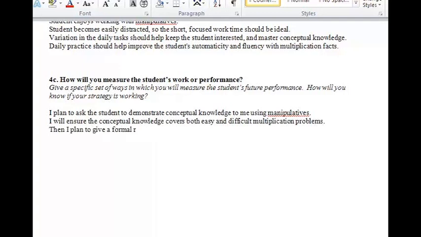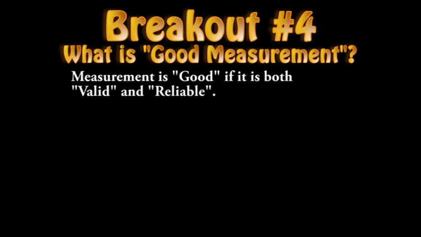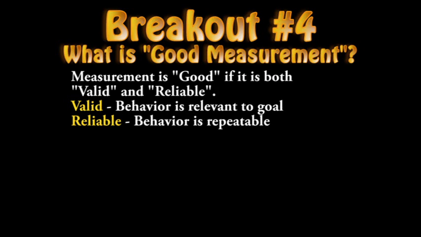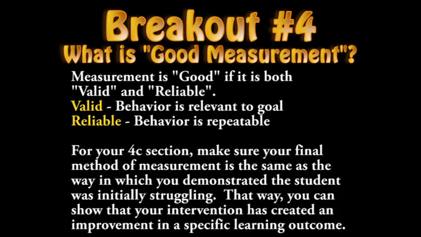Then she plans to give a formal retest of the 2's, 5's, and 10's multiplication facts at the end of the week. When we discuss good measurement, we want to look at measures that are both valid and reliable. Put very simply, valid means the behavior is relevant to our outcome, and reliable means the behavior can be repeated by the student. For the purposes of this process, you will want to make sure that your final form of measurement is similar, ideally exactly the same, as the measure by which you determined your student was initially struggling.